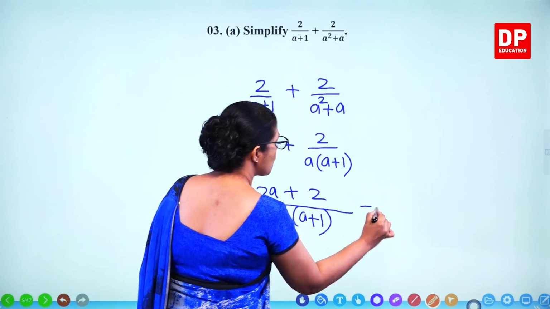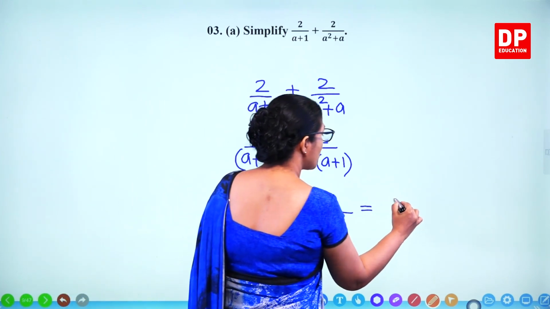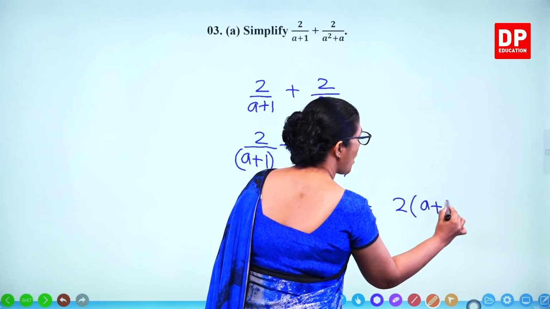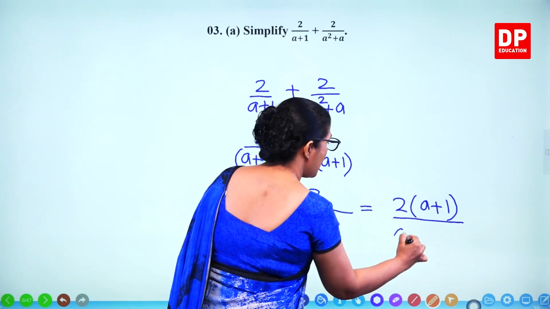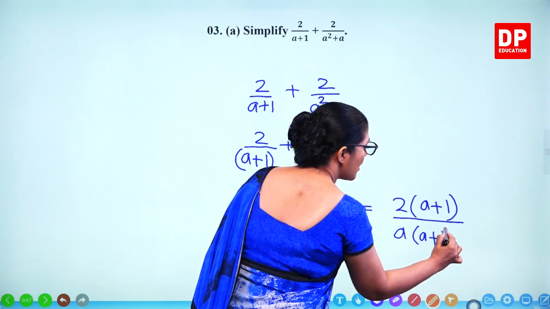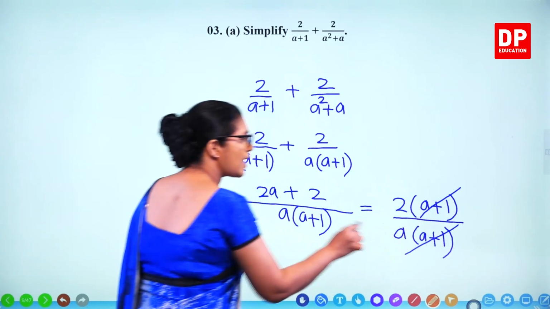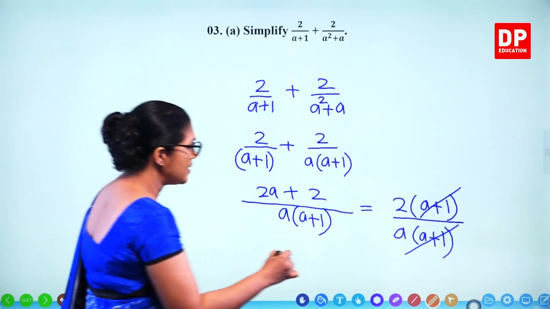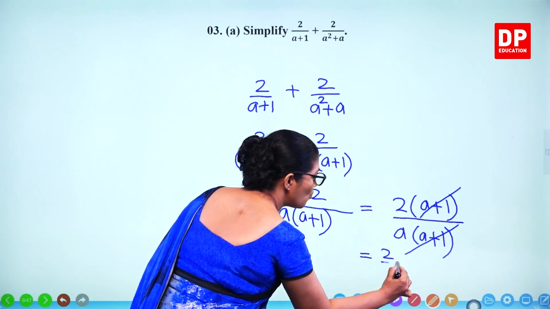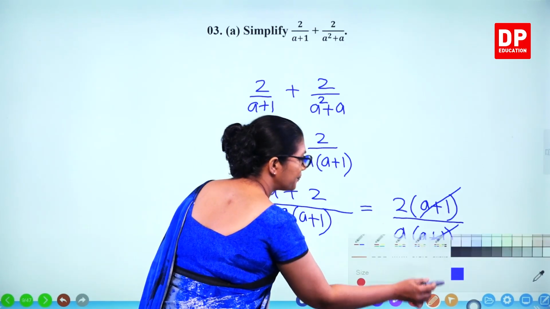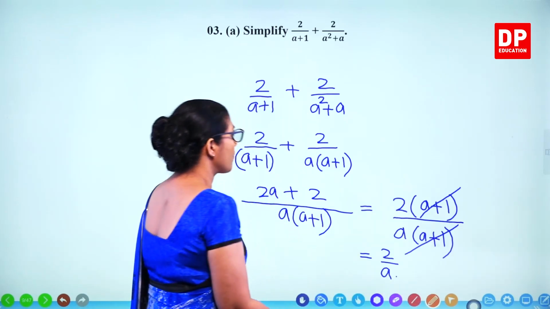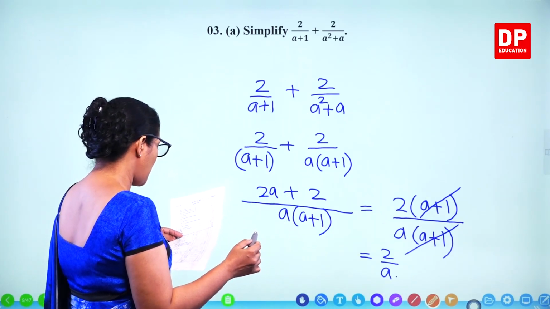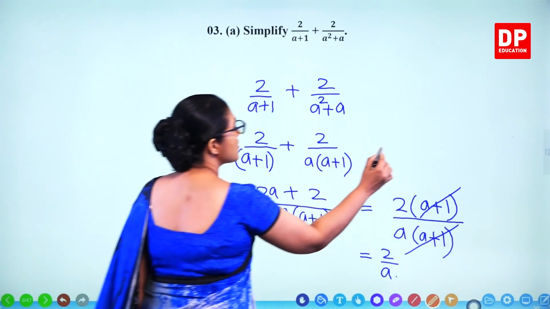So 2a plus 2. So here you can take 2 out and write a plus 1. A and a plus 1 is there. Can you see a plus 1 get cancelled out? So what's the final answer? So you get 2 over a. So how many marks for this part? You get 3 marks.